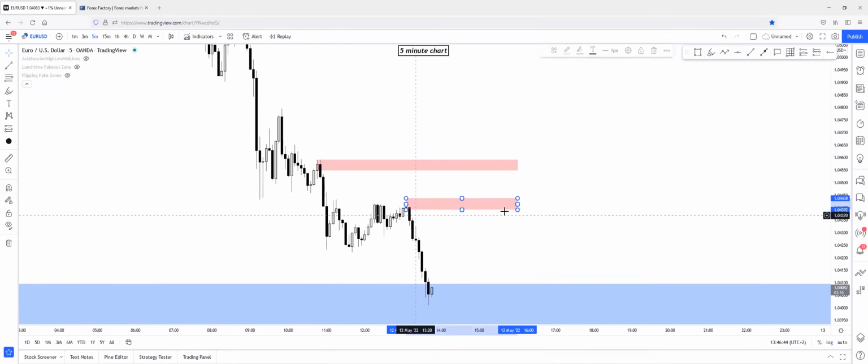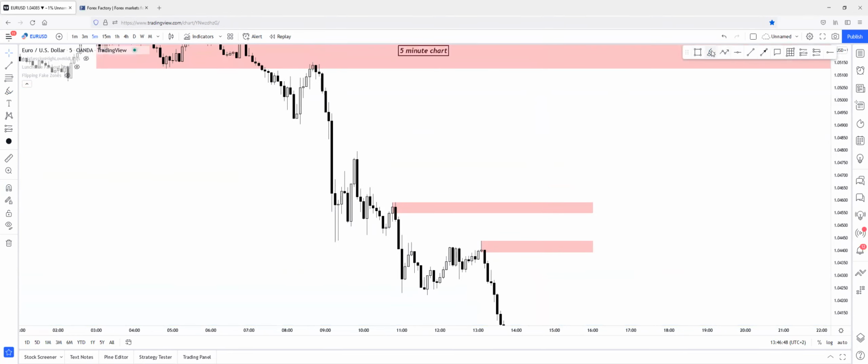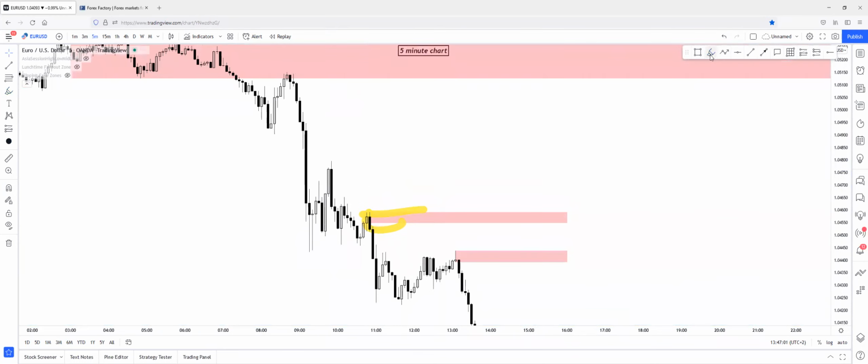I will refine this zone for this supply zone. Here you can see it much cleaner. Price was coming down, creating this pullback, creating this liquidity. There's liquidity, and from this supply zone, price created a break of structure here to the downside because that was the last recent low point. Let me just mark this structure out.